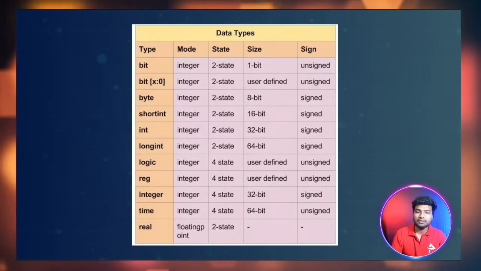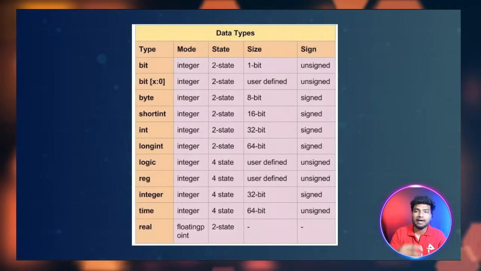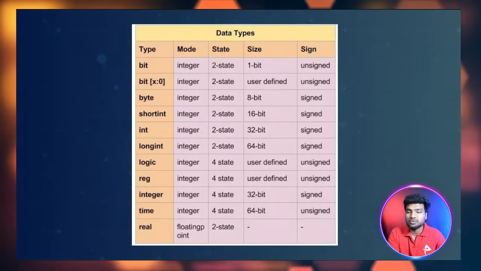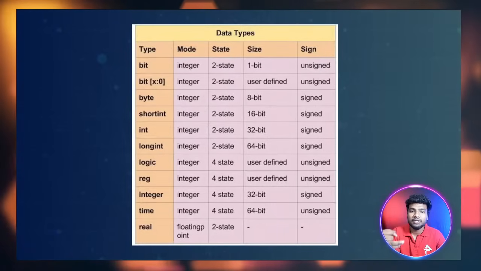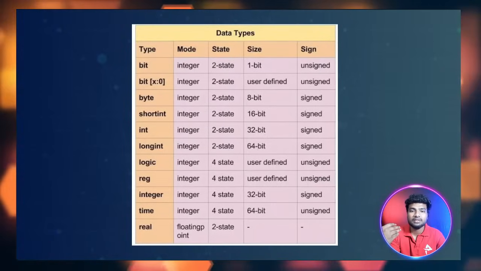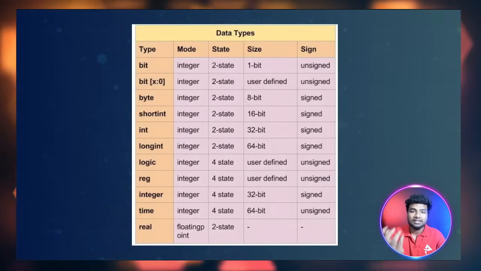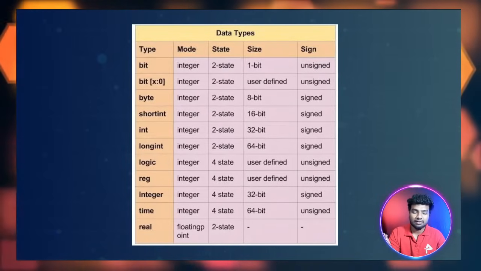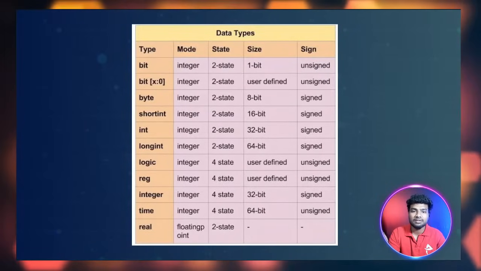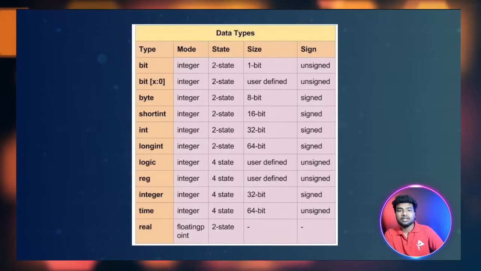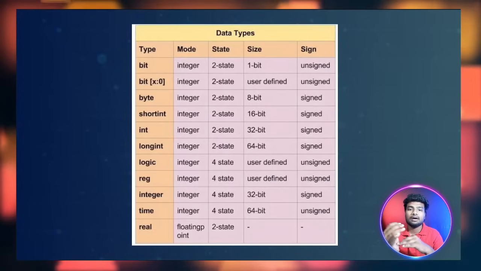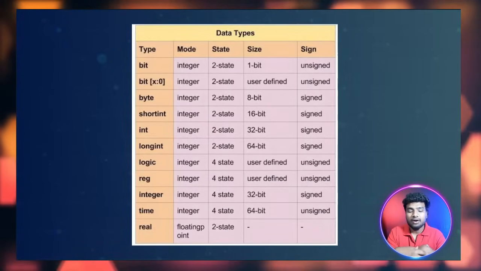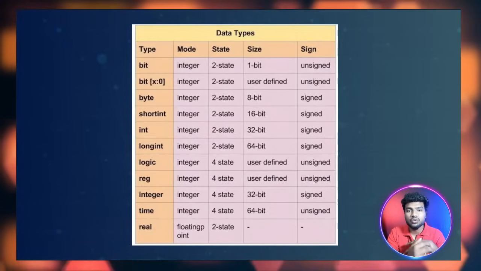4 state means that particular signal can be 0, can be 1, can be x, and can be z. x means unknown, z means high impedance. Yesterday also we saw the definitions of states. So 4 state is 0, 1, x, and z. 2 state is 0 and 1.